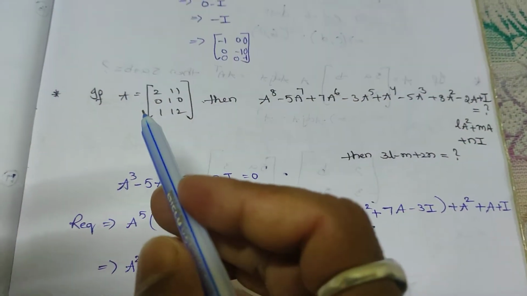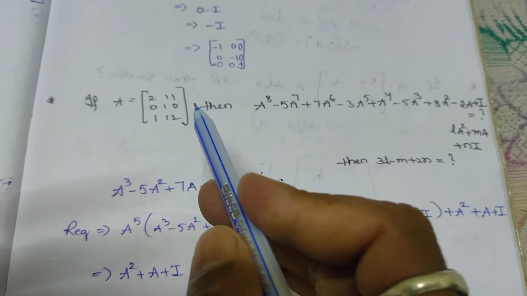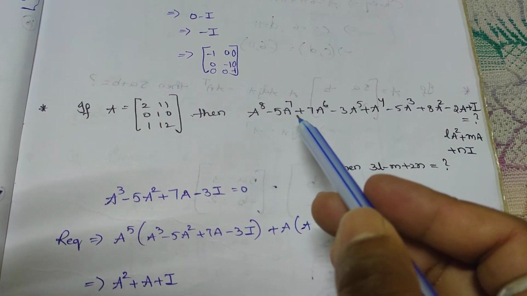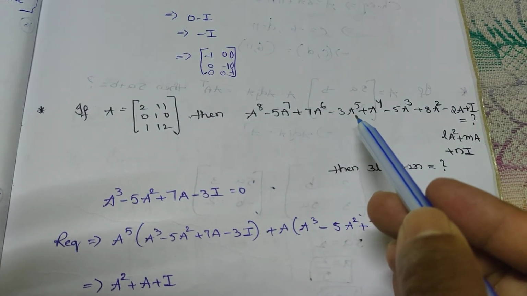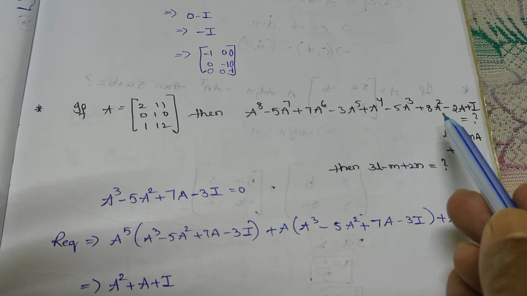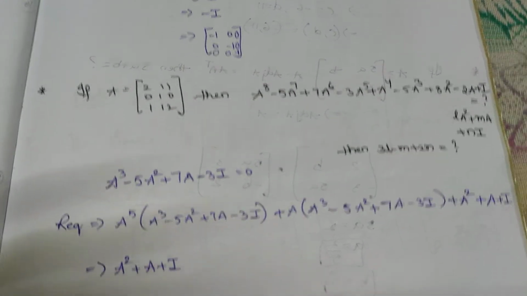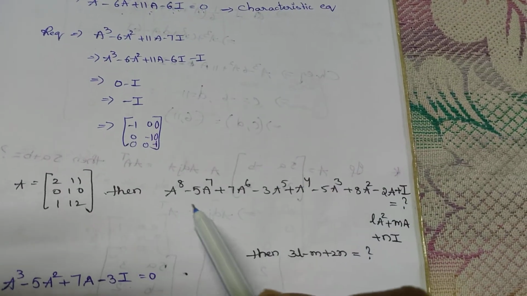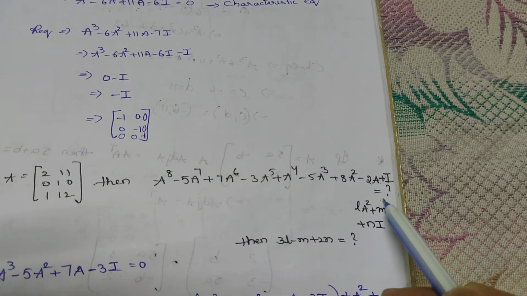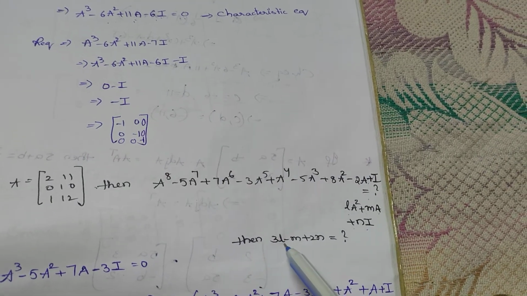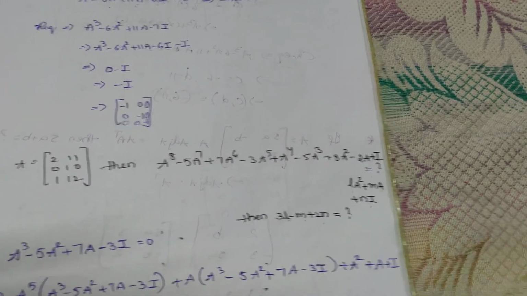Okay, next one. If A is equal to 2 1 1, 0 1 0, 1 1 2, then A power 8 minus 5A power 7 plus 7A power 6 minus 3A power 5 plus A power 4 minus 5A cube plus 8A square minus 2A plus I is equal to how much, he is asking. Once again, this expression is equal to LA square plus MA plus NI, then find 3L minus M plus 2N.